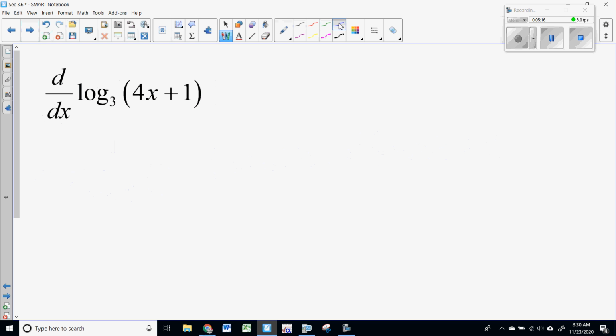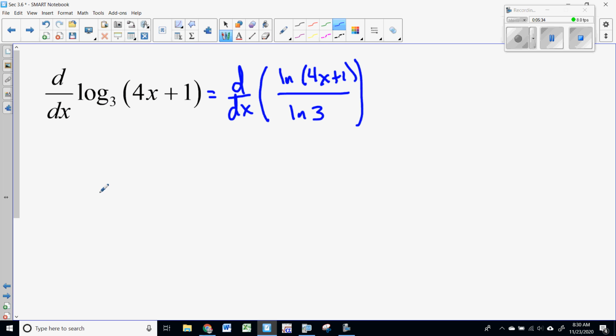If we have the derivative of log base 3 of 4x plus 1, you could think of this as two ways. One way, if you remember that formula we looked at, we just write this as the natural log of 4x plus 1 over the natural log of 3, which is going to give us 1 over the natural log of 3 times the derivative of natural log, which would be 1 over 4x plus 1, derivative of natural log, inside staying the same, times the derivative of the inside, which is just 4.